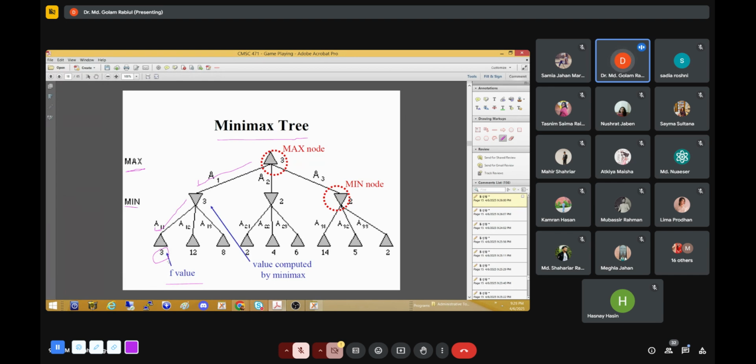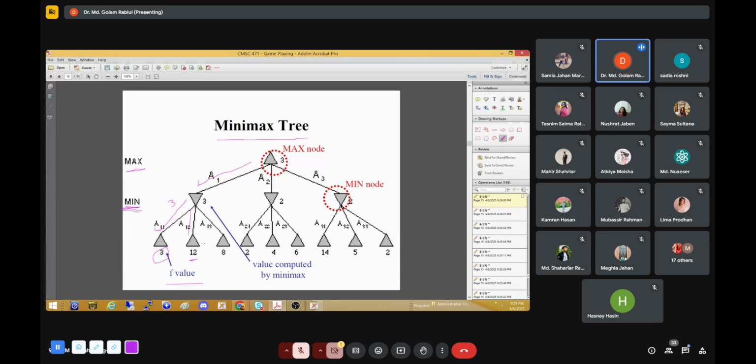Okay. So this 3 is the evaluation value. So here is the minimization. That means it will try to find out the minimum value. So at first it will consider that this 3 is the minimum one. Now it will explore another branch, and here is the 12. So it will compare the 12 with the 3, which one is minimum. The 3 is the minimum. So it will keep the 3.